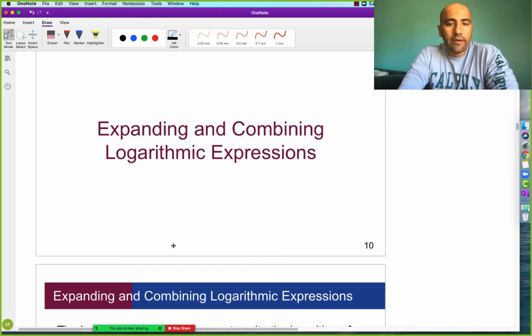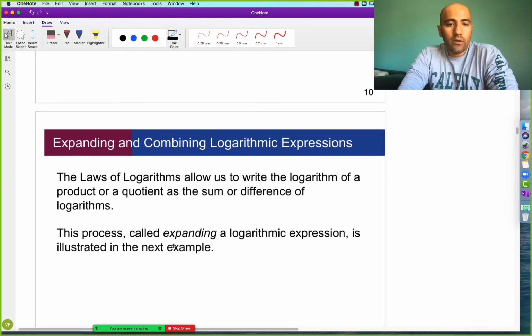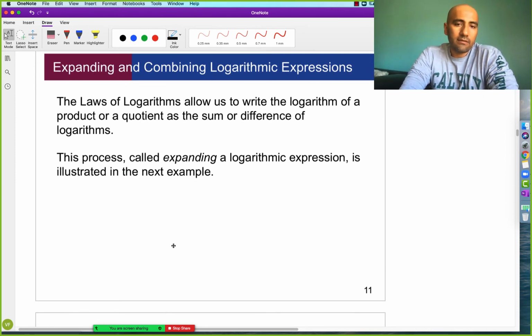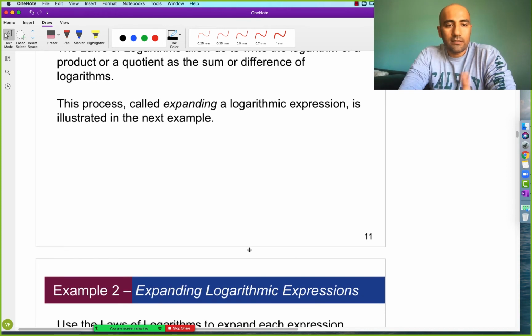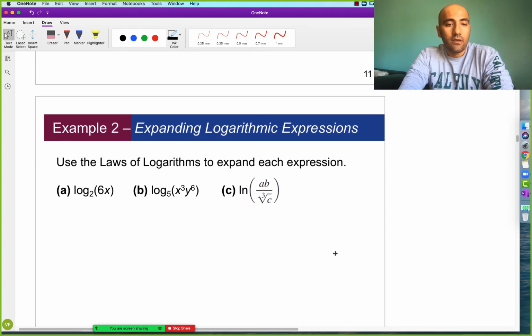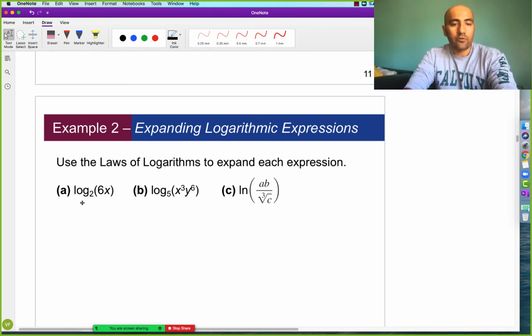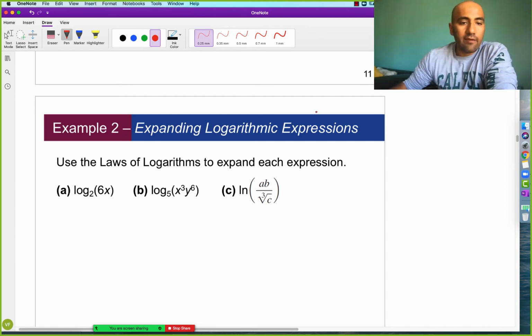Okay, expanding and combining logarithmic expressions. We can use these properties to either expand or combine logarithmic expressions, and that can in turn help us solve logarithmic and exponential equations, which we'll do in a little bit. But first, we want to take baby steps and learn how to use these properties to both expand and contract these functions. So use the laws of logarithms to expand these expressions. So you want to go in one direction to expand them. So here for this first one, we have multiplication.